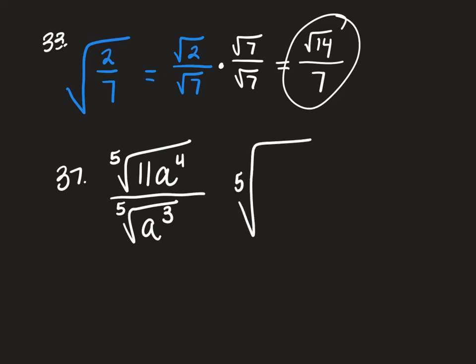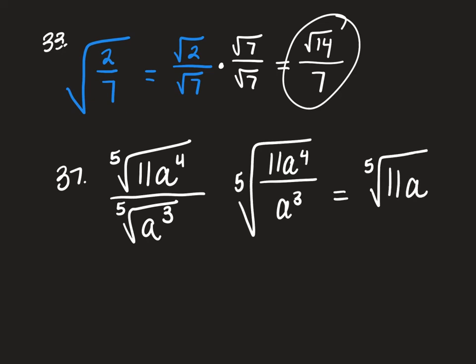Right? So you can do that with division. So we have 11a to the 4th over a to the 3rd. But now we can divide that. We can divide that a to the 4th by a to the 3rd. So that's just going to leave us with the 5th root of 11a. So for these division type problems, you're really just trying to simplify where you can and make sure that you're not leaving any radical symbols in the denominator of your fraction.